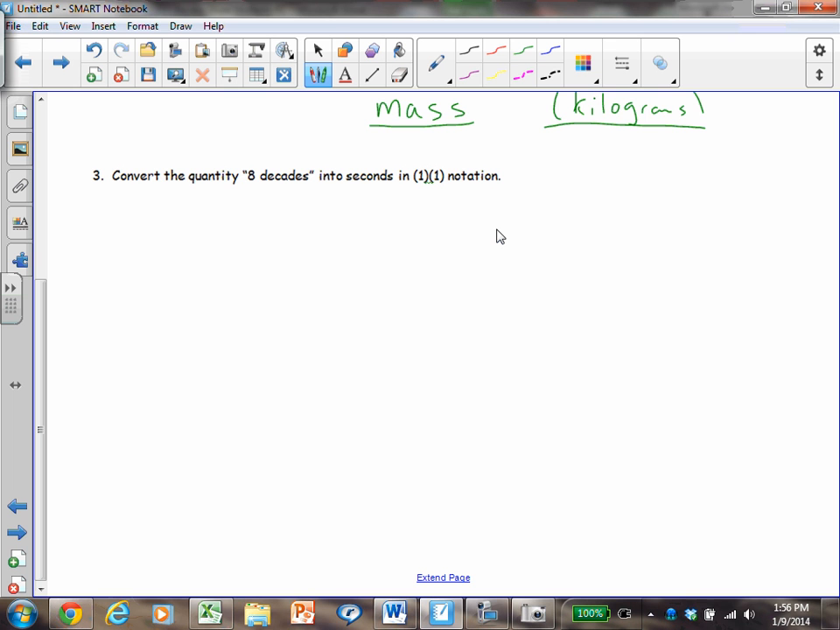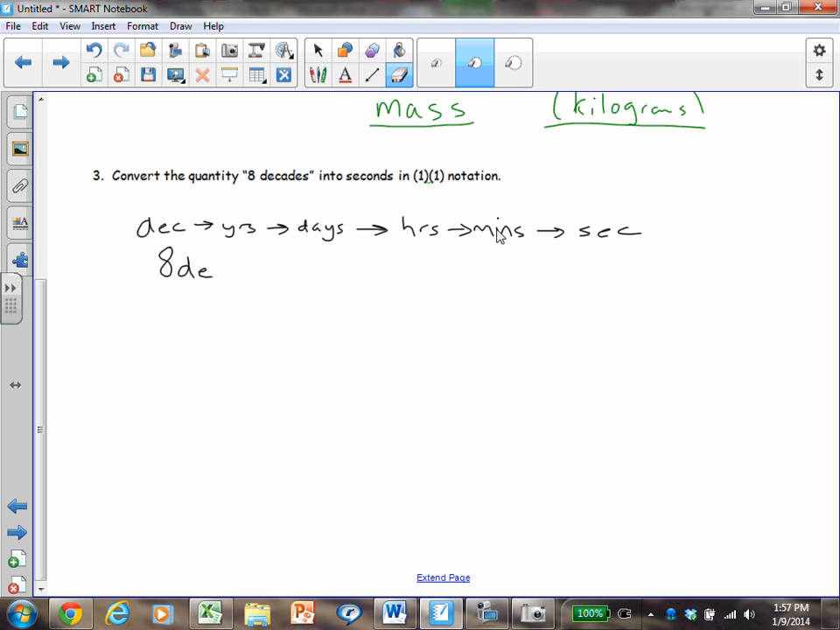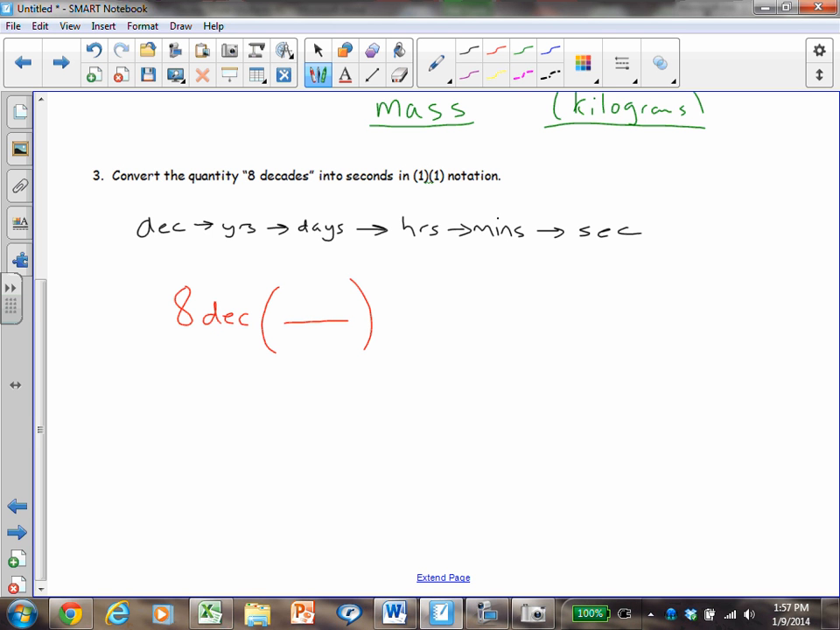8 decades into seconds. My plan is going to be to go to decades, to years. It's up to you. Days, hours, minutes, seconds. So, 8 decades. What goes on the bottom? What goes on top?